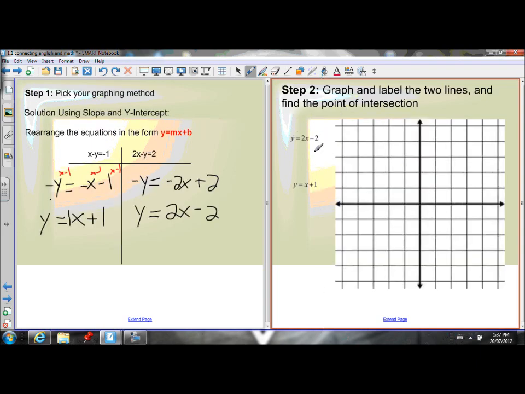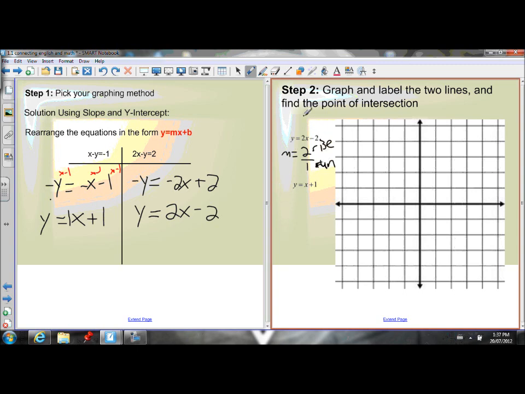So this first one here, 2x minus 2, our slope is 2. There's a 2 in front of the x. And we know that every whole number is over 1. So our slope is 2 over 1. So that's our rise over our run. So our rise is 2, our run is 1. So this is our rise, and this is our run. So 2 over 1, rise over run.